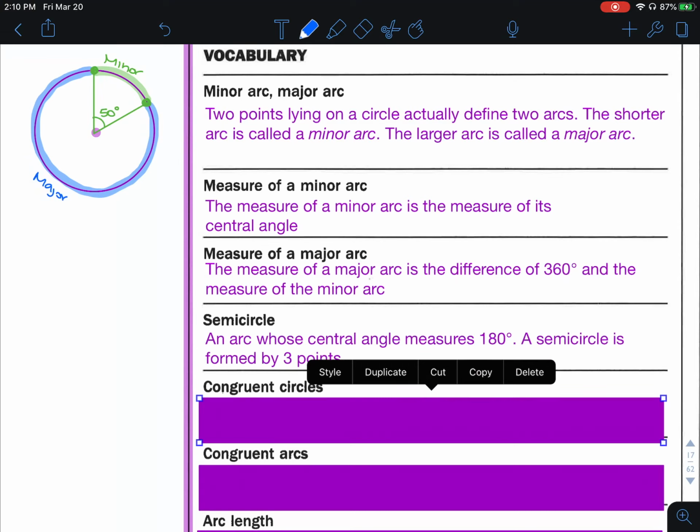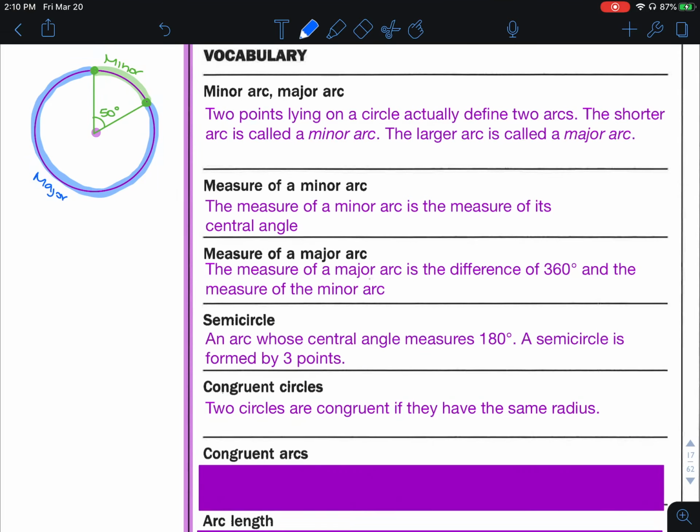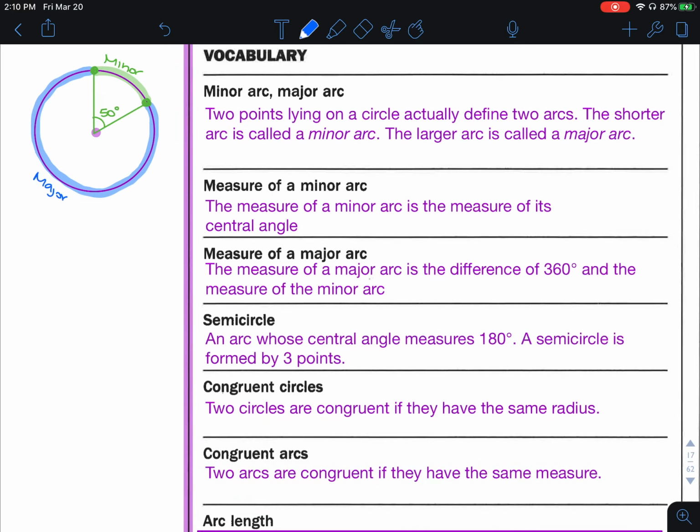And then congruent circles. Well, we kind of figured what this was. 2 circles are congruent if they have the same radius. Okay, so if I have 2 circles and their radius was, let's say, 2 meters, both of them are 2 meters, then those 2 circles would be congruent. Okay, and then congruent arcs. 2 arcs are congruent if they have the same measure. So if, let's say, my green arc was 50, in this case in my picture, and I have another arc that's 50, those 2 arcs would be congruent.